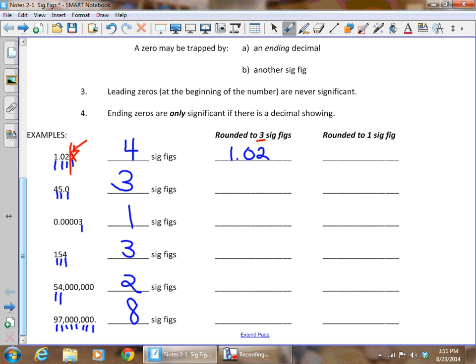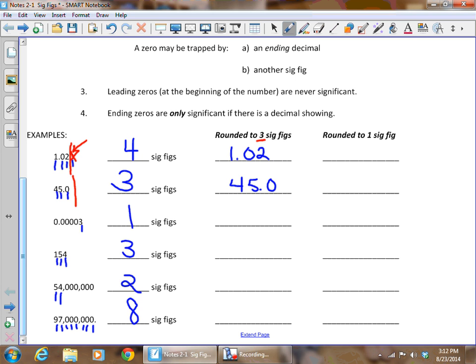In the next value, if I draw my line after 3 sig figs, I'm going to draw my line here. Now this one's easy. Since it only had 3 sig figs in it in the first place, I don't have to worry about rounding, replacing with anything. I just simply write down 45.0.